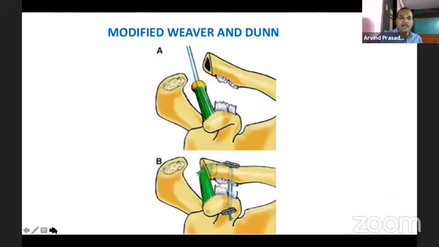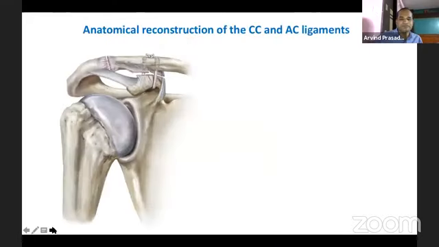But considering the high failure rate with Weaver-Dunn, the modified Weaver-Dunn was introduced, in which the coracoacromial ligament is transferred to the lateral end of the clavicle. The CC ligament part was also taken care of by either this tightrope or a loop graft around the clavicle. This is the graft loop around the clavicle.